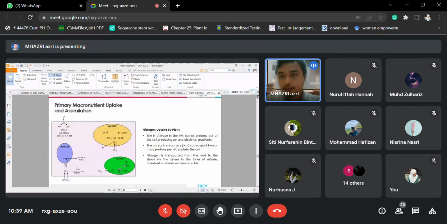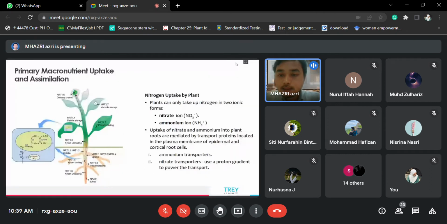Okay, this slide. So nitrogens, plants take up nitrogens in two ionic forms, nitrates and also ammoniums. Okay, so nitrates is the primary nitrogen taken up by plants in aerated soil. Okay, what is meant by aerated soils? In aerated soils, plant root tissues respire in aerobic conditions. Maksudnya keadaan yang cukup oxygen. Whereas ammonium is the primary nitrogen taken up by plants in anaerobic conditions.